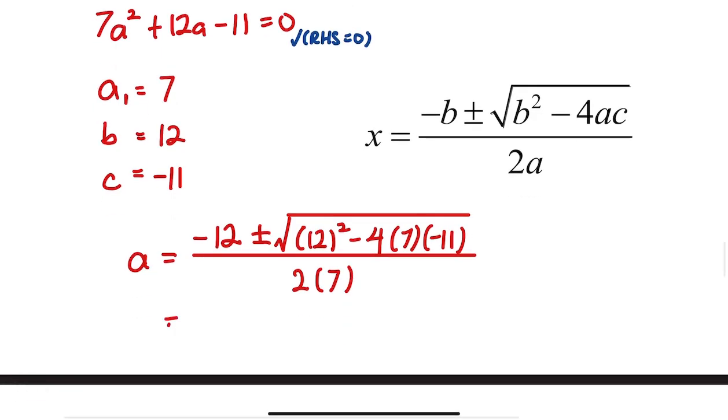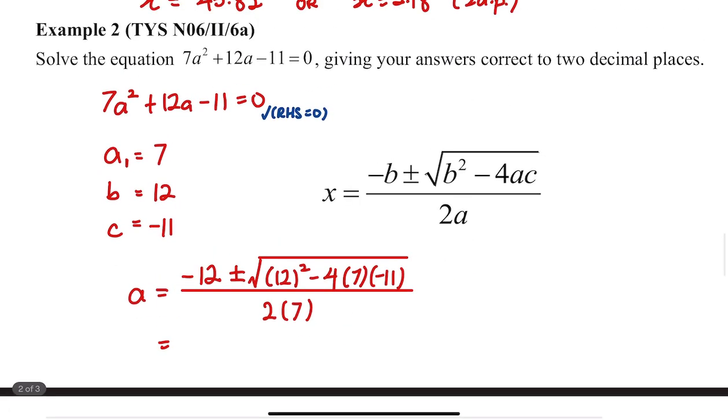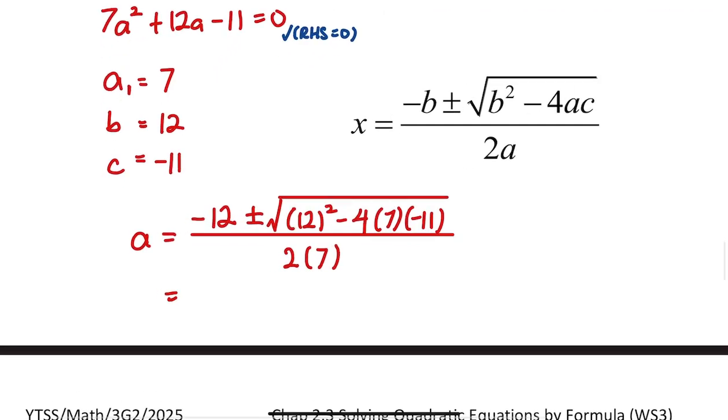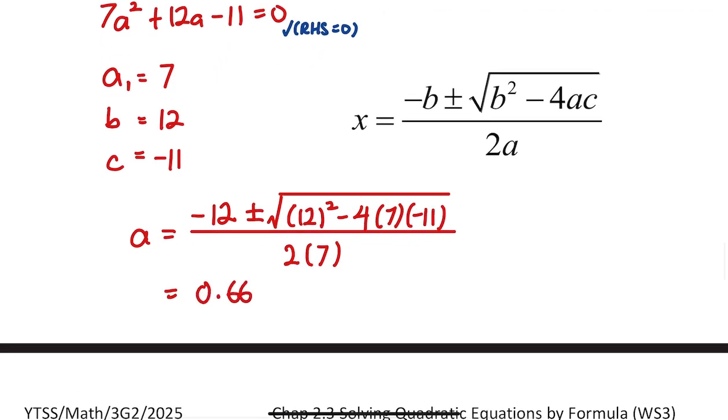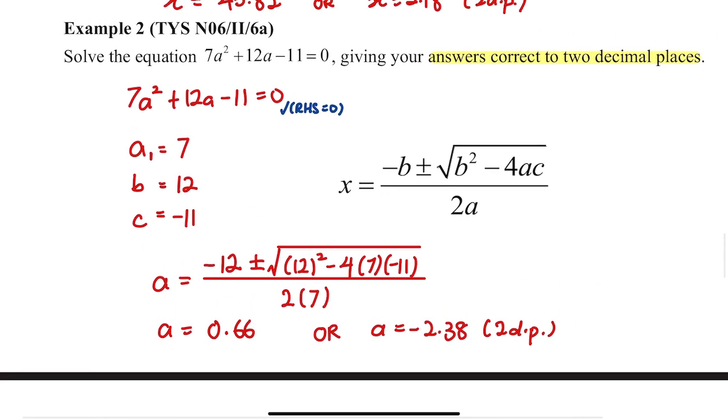Okay, so we key this in your calculator. Question says, give your answers to 2dp. So you press this in your calculator, you should have two different answers. One answer will be a equals 0.66, or a equals negative 2.38 to 2dp. Okay, and this is your answer for example 2.